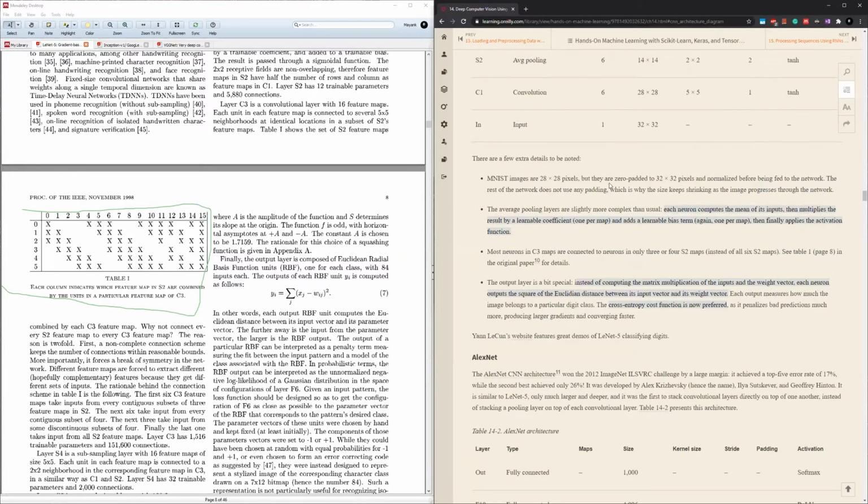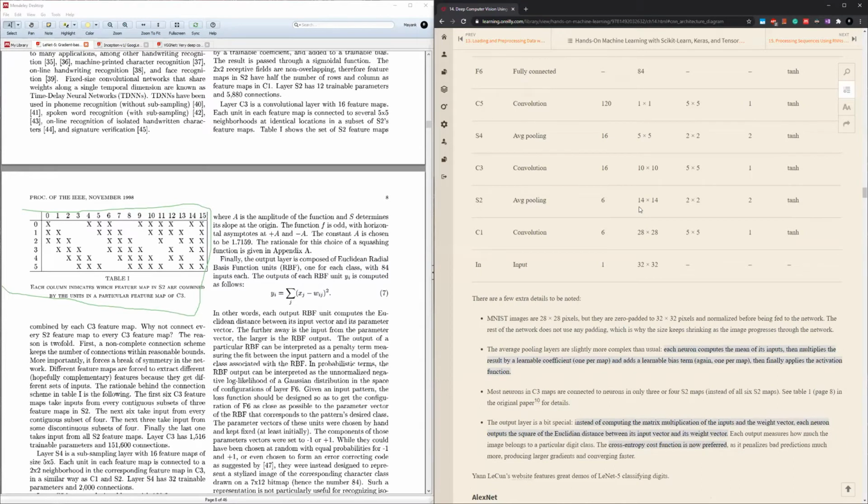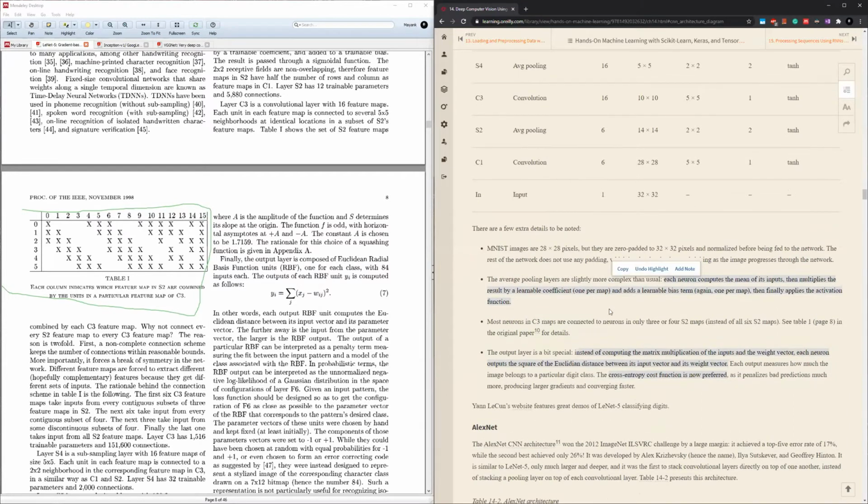So this is a three-step process in each average pooling layer. First, they calculate the mean, then multiply the result by a learnable coefficient, and then add a learnable bias term, and then finally apply the activation function. So this is the 3 or 4 step process that has to be done in each average pooling layer.